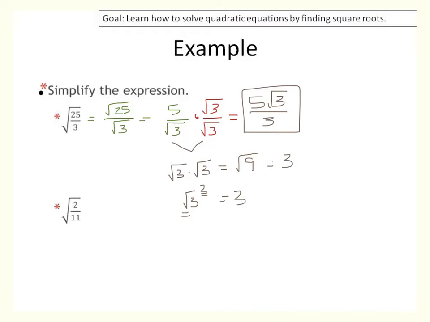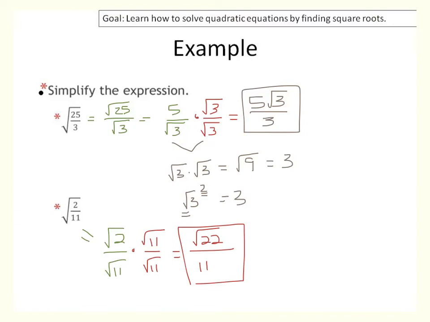So the second one here, using my quotient property, is the square root of 2 over the square root of 11. I cannot simplify the top. The bottom, though, I can't have because it has a square root of 11. So I'm going to multiply by the square root of 11 over the square root of 11. On the top, you get the square root of 22. That's your product property. On the bottom, you get 11.